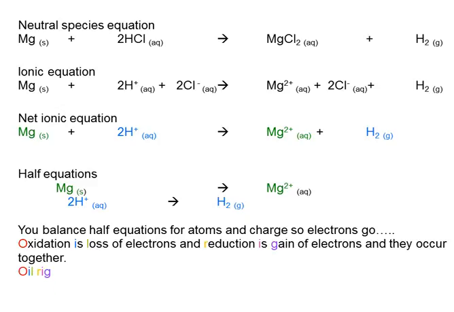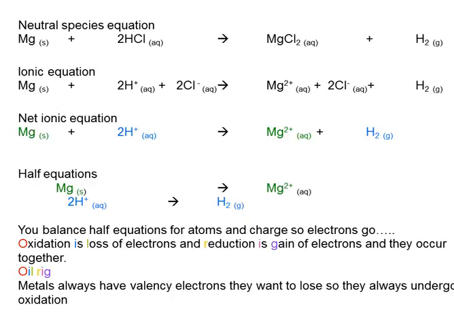Now we remember OIL RIG, because oxidation is loss of electrons, and the RIG part reminds us that reduction, the R, is gain of electrons. Metals always have valency electrons they want to lose, so they will always undergo oxidation.